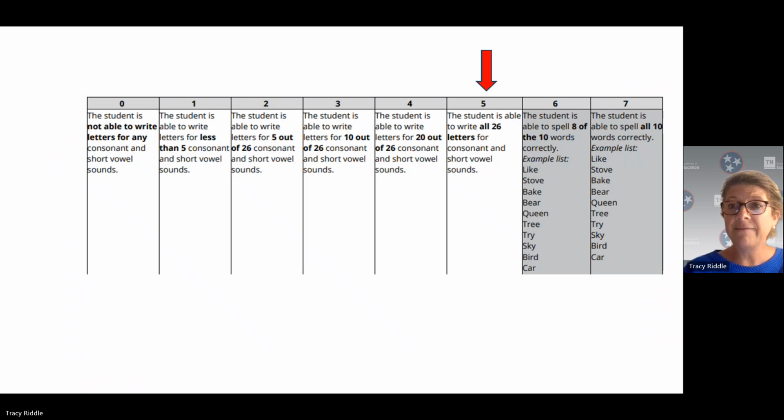If the student is able to spell 8 of the 10 words correctly, that would score a level 6. If a student scores at a level 6, you do not have to upload evidence of the student's work at level 5. If the student is not successful at level 6, then you would upload the work at level 5. If the student is able to spell all 10 words correctly, that would receive the score of a level 7.